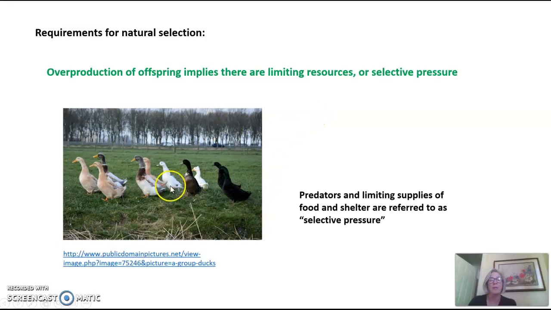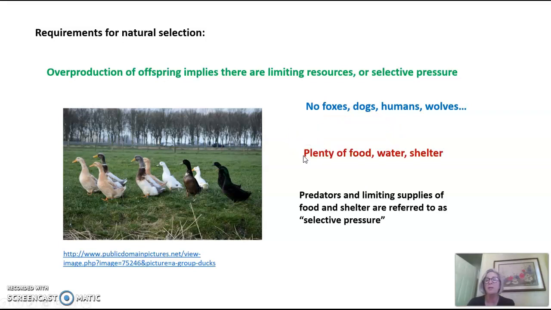If we look at our population of ducks here again, what if there were no foxes or dogs or humans or wolves? In other words, there were no predators. And what if there was plenty of food, plenty of water, and plenty of shelter? Is there any selective pressure on this population? Will natural selection be occurring? No, it won't. If there's plenty of food and water, so they're not competing for resources, and there's no predators, then there's no selective pressure, and we won't see any natural selection.